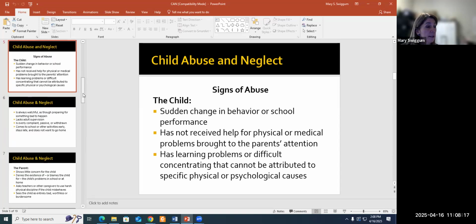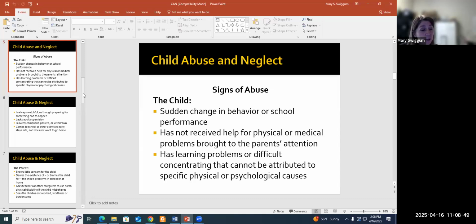So what are some of the signs of abuse? We may see a sudden change in the child's behavior or their school performance. The child may not have received medical attention or physical attention for problems that were brought forward to the parents. So maybe you mentioned to the parents, this child has a rotten tooth. You really need to go see the dentist. And no attempt at all is made to go see the dentist. That could be an example of medical neglect.